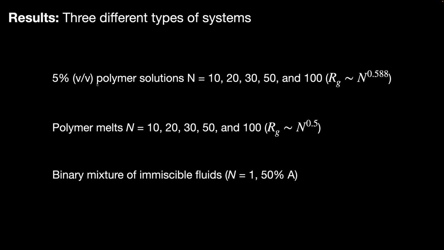The first one was a set of simulations that had a 5% by volume component of polymer, and I varied the chain lengths. The rest was solvent, so 95% of the volume of the system was solvent. I set Aij equal to Aii equal to 25, so the strengths of the interactions between all of the different components, polymer-polymer, solvent-solvent, and polymer-solvent, were all the same.